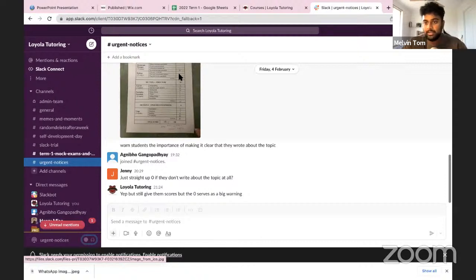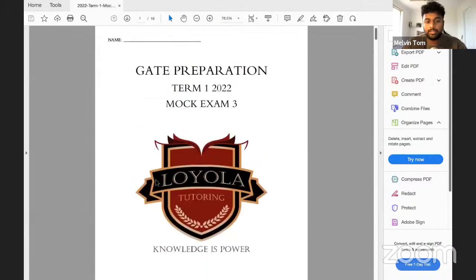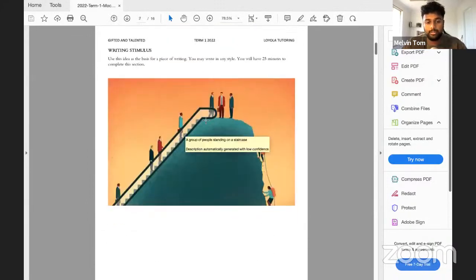I'm pretty sure if you don't write about the topic, you will get a zero. Imagine someone asking you a maths question like 4 plus 4, and you answer 8 plus 9. Sure, you got the answer correct for 8 plus 9, but they asked you 4 plus 4. Similarly in GATE, when they give you a topic, like in our mock exam, you need to talk about that topic. You can't talk about, for example, doors. If you don't answer the question you got, you will get a zero.